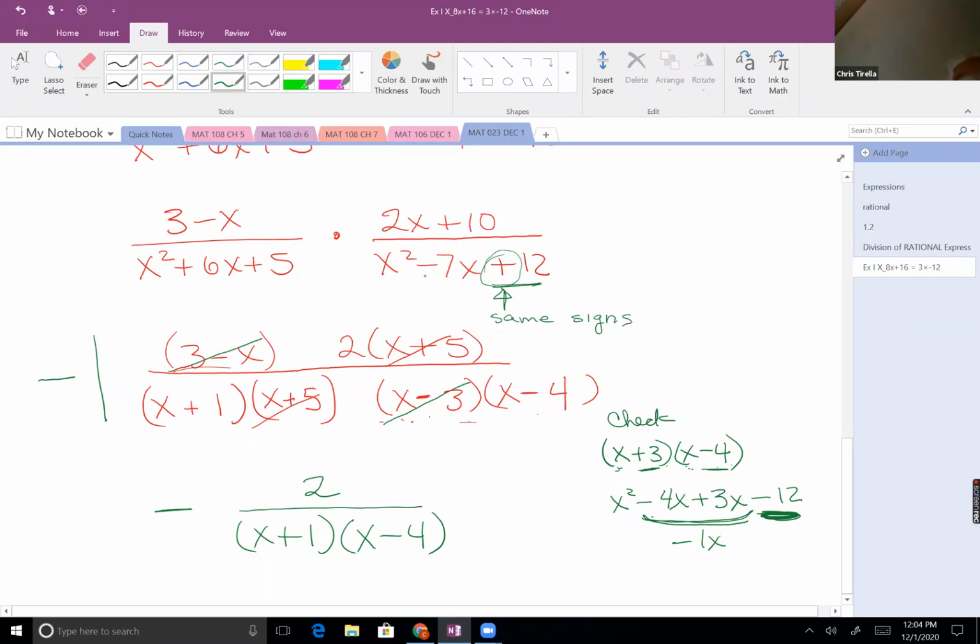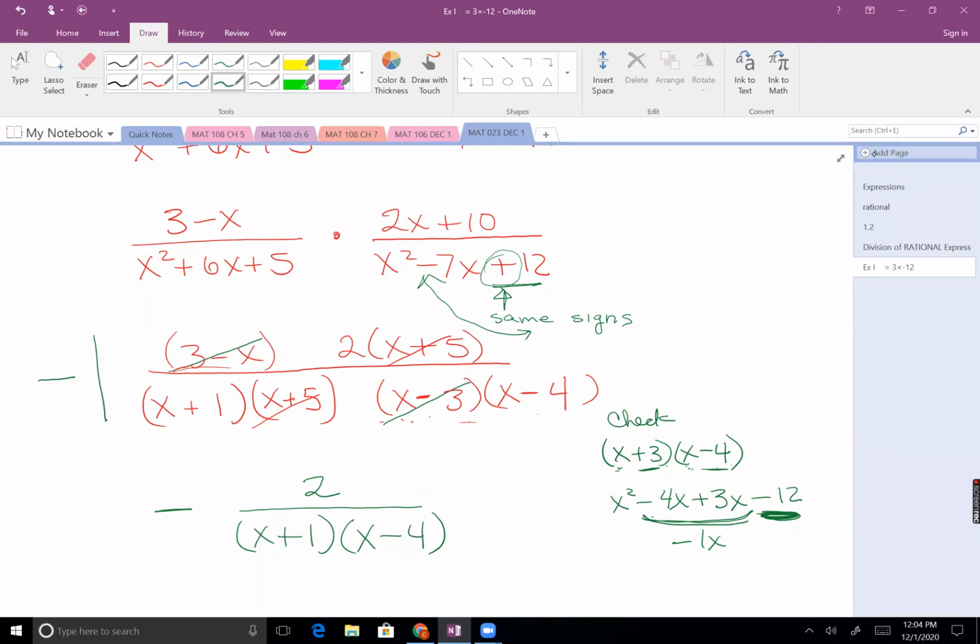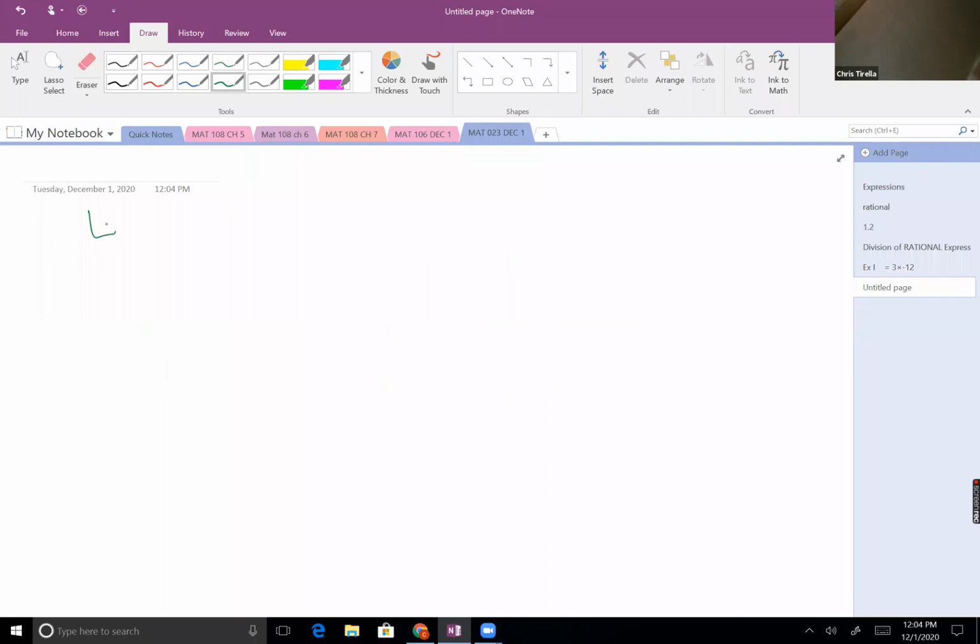And when they have the same signs, it will always be the same as the middle sign. Okay, that's what I meant. Thank you for asking. All right, then let's look at one more.